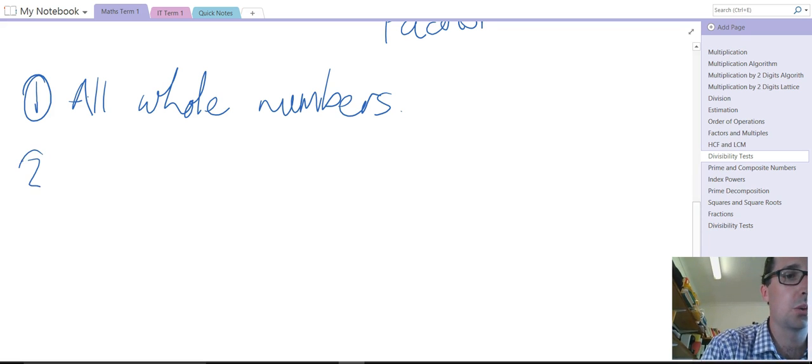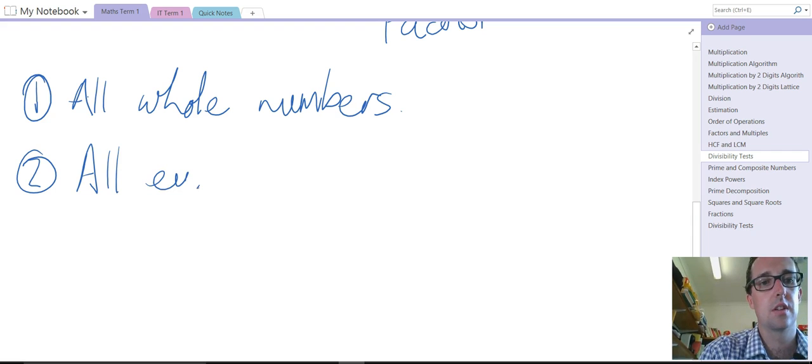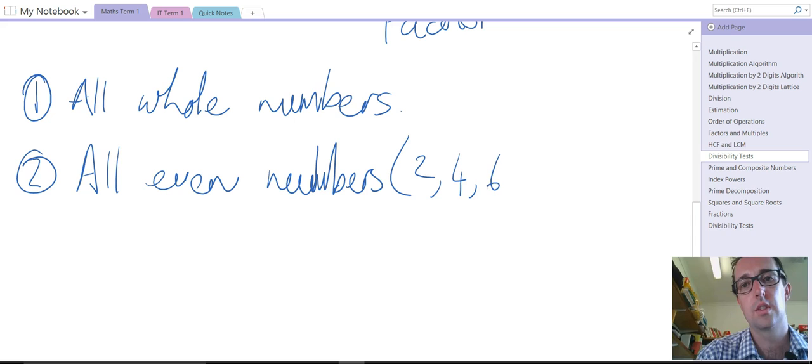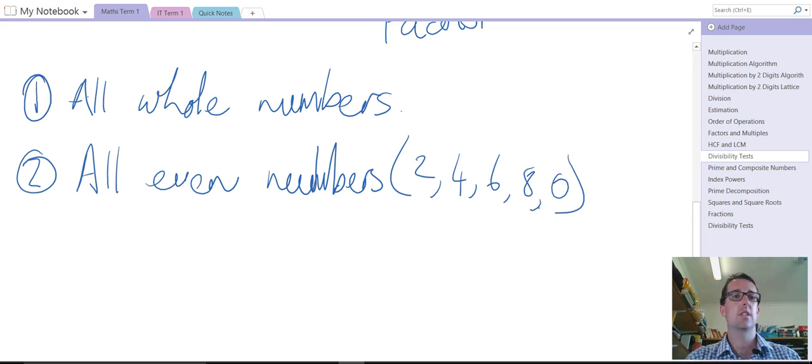For the number 2, it's all even numbers. So if it's got a 2, 4, 6, 8, or 0 on the end of it, then it is divisible by the number 2.